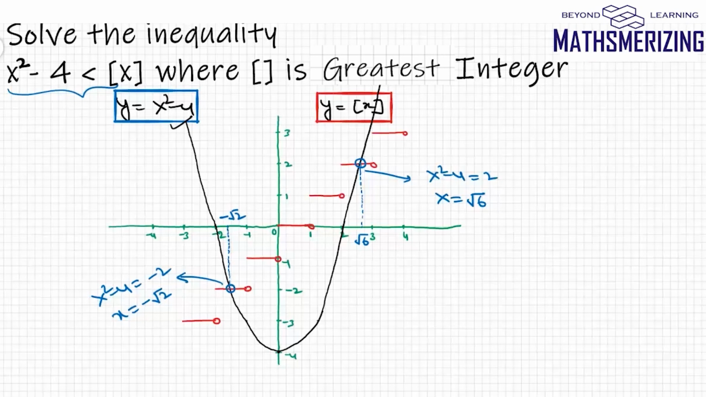So the graph of x square minus 4 lies below the graph of the greatest integer function of x in this interval. So the answer to this inequality is x belongs to minus under root 2 to under root 6.